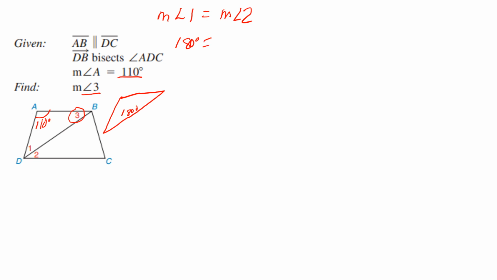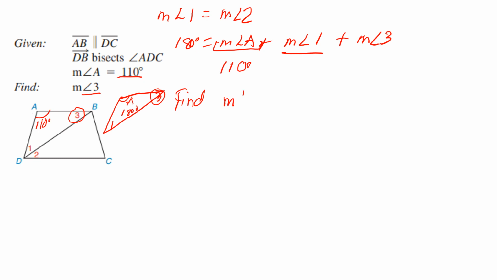So 180 degrees is equal to the measurements of angle A. This is our angle A, this is our angle 3 and this is our angle 1. So to continue this formula, 180 degrees is equal to the measurements of angle A plus the measurements of angle 1 plus the measurements of angle 3. So the first thing to do is to find the value of this one, because we already have the value of this one, measurements of angle A, which is equal to 110 degrees. So let us try to find the measurements of angle 1.